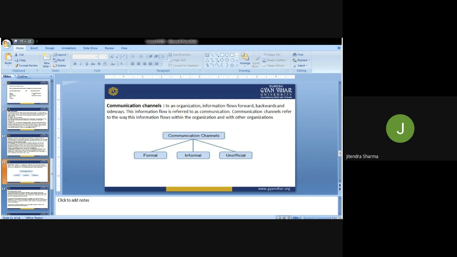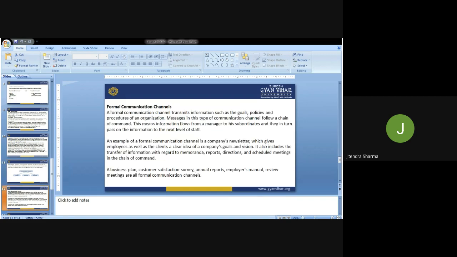So now I'll discuss the communication channels, which are divided into formal, informal and unofficial. We'll discuss them one by one. A formal communication channel transmits information such as goals, policies and procedures of an organization. Messages in this type of channel follow a chain of command. This means information flows from manager to his subordinate, and they in turn pass on the information to the next level, and the next level, where it is required by the staff.